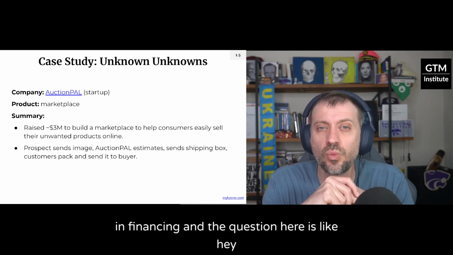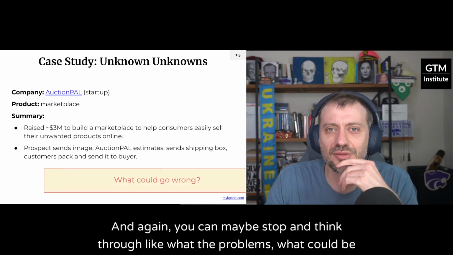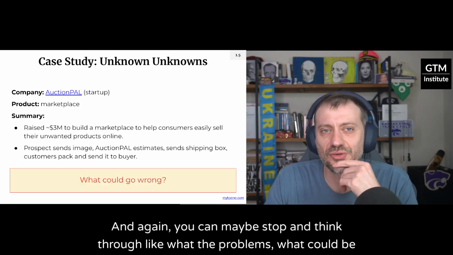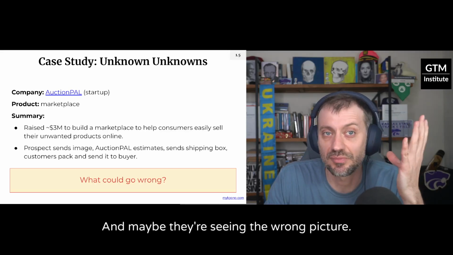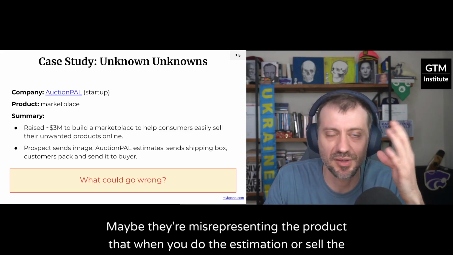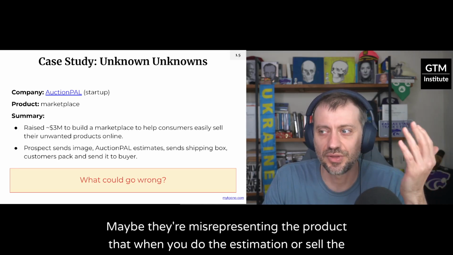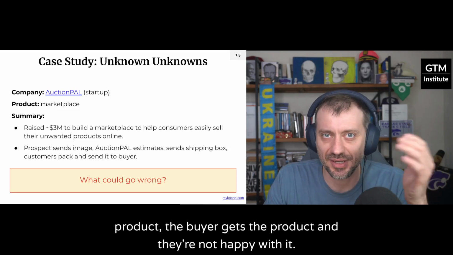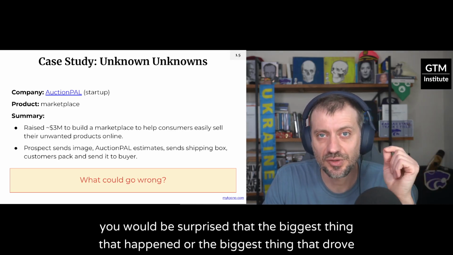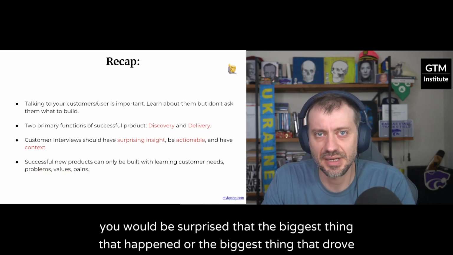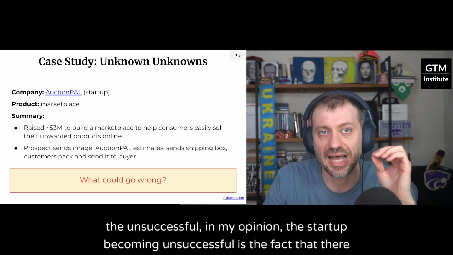And the question here is, what is the problem that might be here? What are all the different problems? And again, you can maybe stop and think through what the problems could be. What could be wrong? Maybe they took a wrong picture. Maybe they're misrepresenting the product when you do the estimation or sell it, and the buyer gets the product and is not happy with it. And how do you do returns?